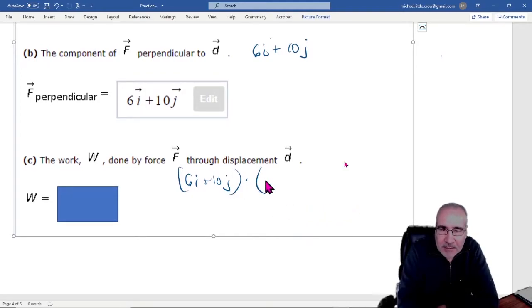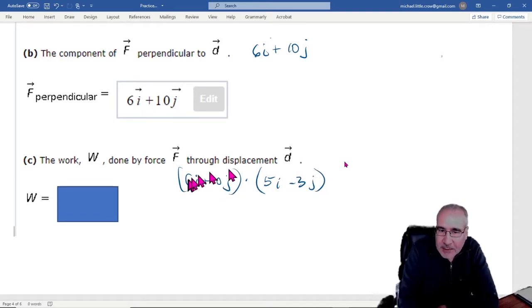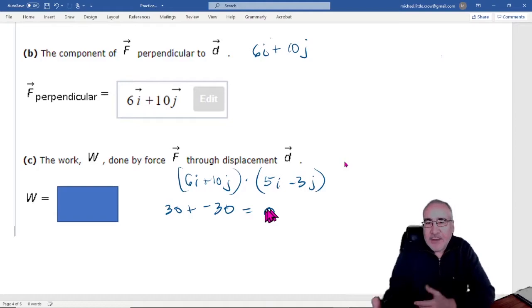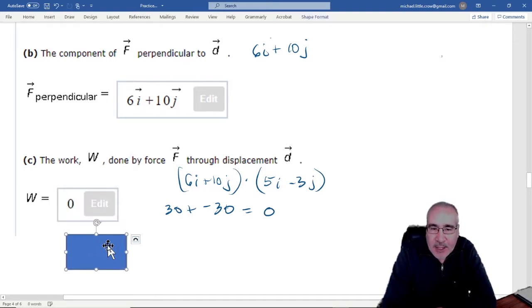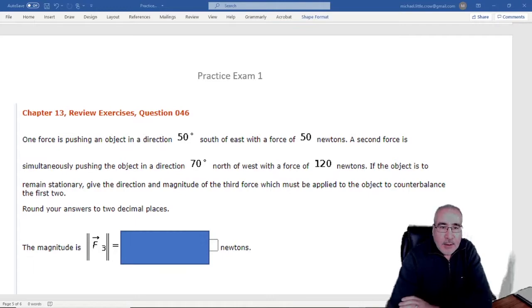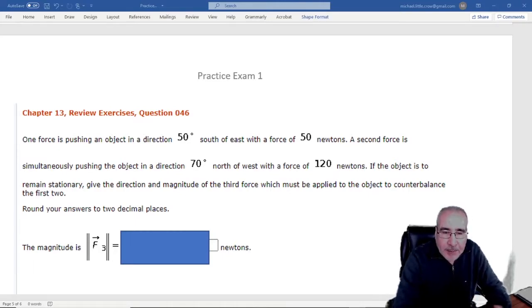You're going to see we're going to get 5i and negative 3. We're going to get 0 work being done, because we get 5 times 6 is 30, and then 10 times negative 3, negative 30. That's 0. We can't do any work because the force is, again, perpendicular to our displacement. So no work gets done. So let's take a look at this one. Then we'll look at one more, and then we'll have class time to look through the rest of the questions that you may have.